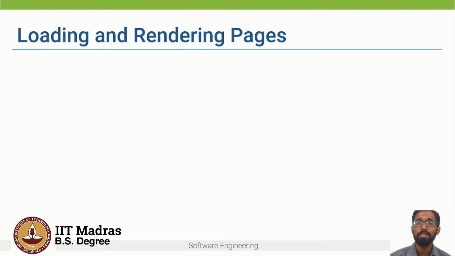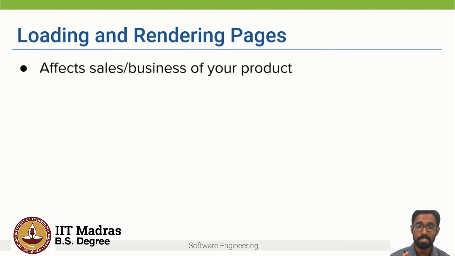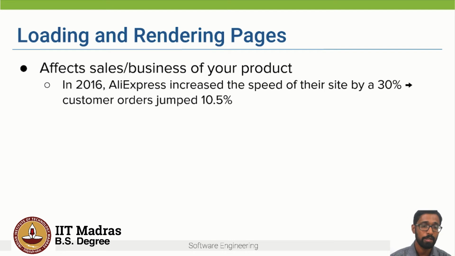And not only that, loading and rendering pages quickly is important from a business standpoint as well, right? It affects the sales and business of your product, right? So there are several examples. In 2016, the site called AliExpress increased the speed of their site by 30%, and customer orders jumped by almost 10.5%, right?